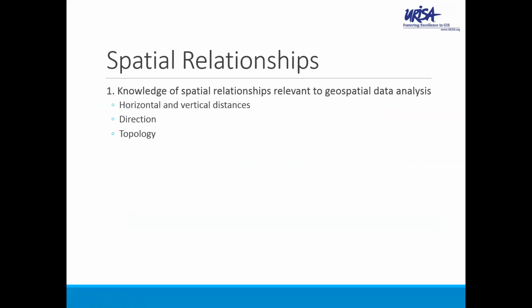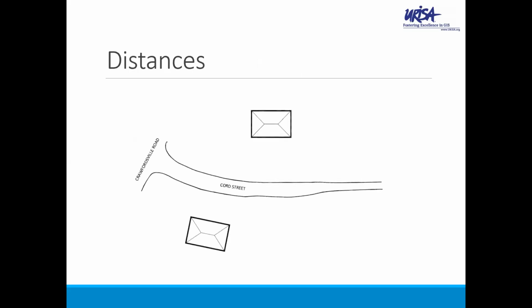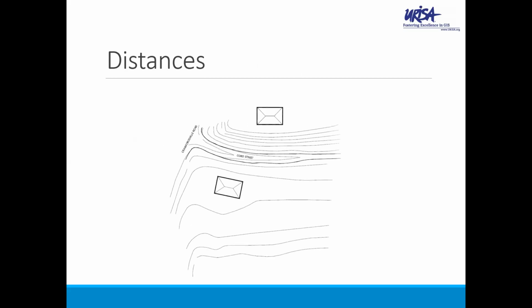GIS is all about spatial relationships. And while we may think of up and down and left and right, spatial relationships are much more complex if we are to represent them in a meaningful way. What we have here is a road and 2 houses. What is the distance between the houses? That would seem to be a pretty easy question.